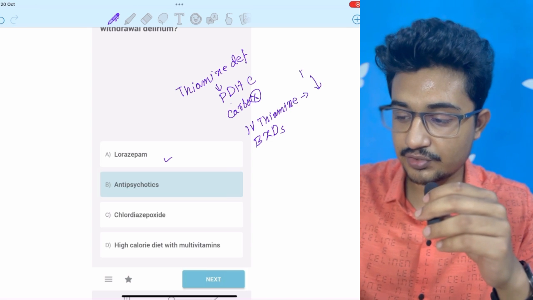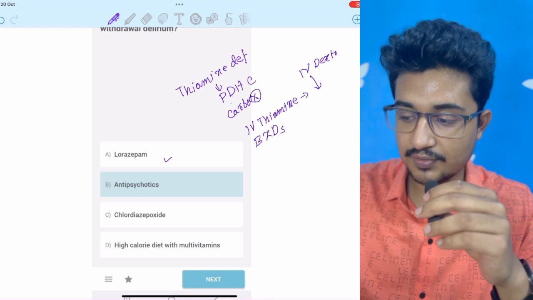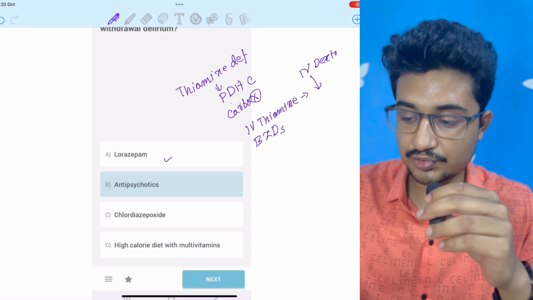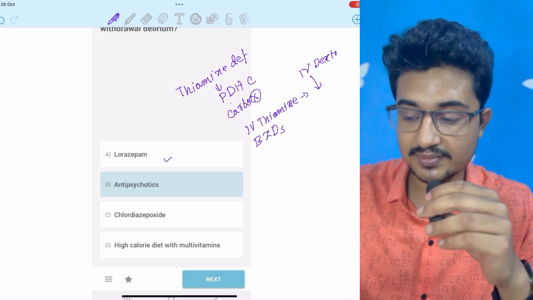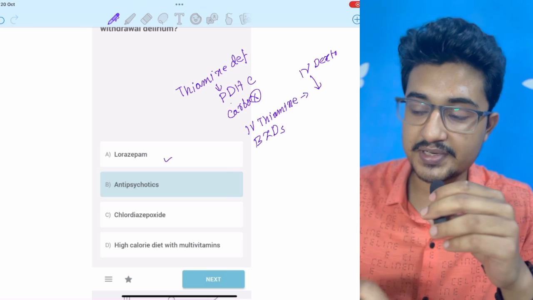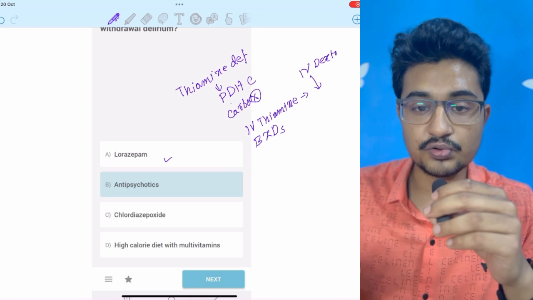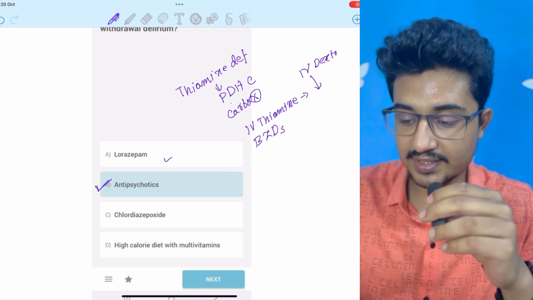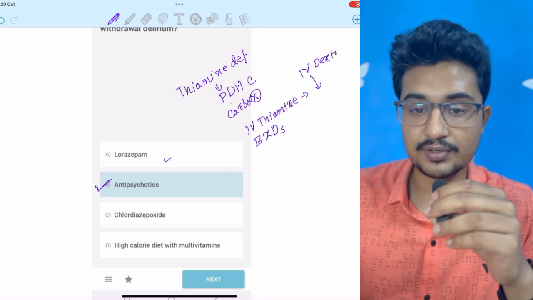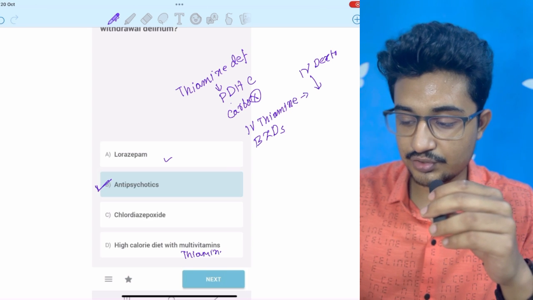After IV thiamine, you will give IV dextrose or a high calorie diet. Why after this? Because if you don't give thiamine, the pyruvate dehydrogenase complex is totally shattered and there is thiamine deficiency. If you give IV dextrose first, there will be more thiamine deficiency and that will lead to more severe symptoms. So antipsychotic is the correct answer because lorazepam, chlordiazepoxide, high calorie diet with multivitamins, that is, the thiamine, you are going to give.